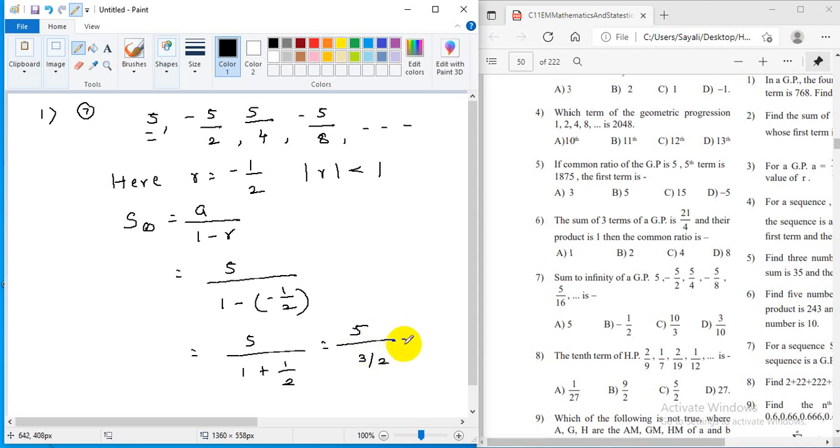So when you reciprocate and multiply, it is 10/3. Correct? So this is how the problems can be managed.